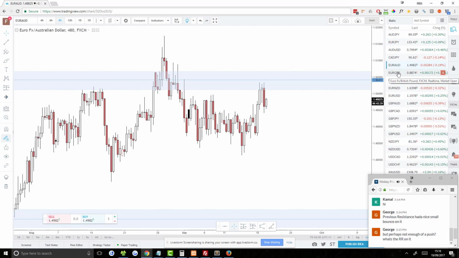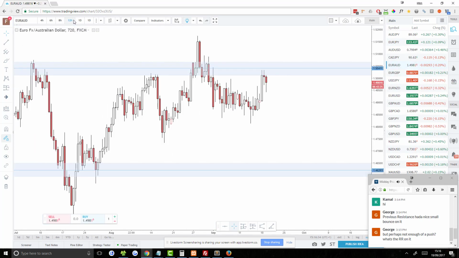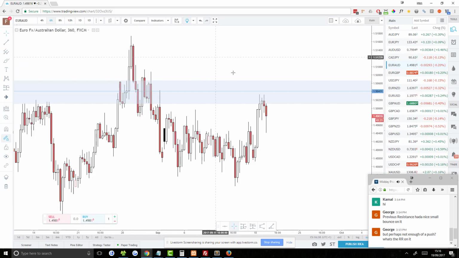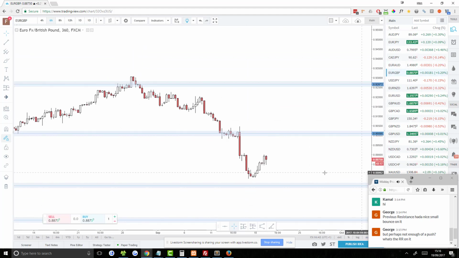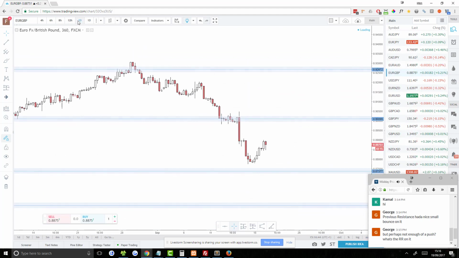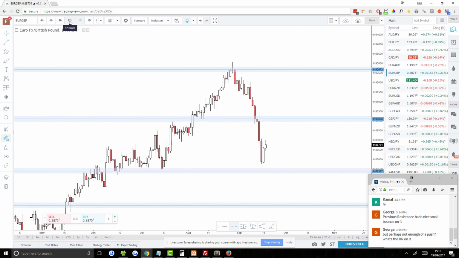All right, so where were we? EURAUD? Yeah, we haven't done EURAUD. I mean, it's clearly bouncing from this resistance area, but it's such a weak setup. I'm not too bothered with that. EURJPY, it's right in the middle of support resistance.